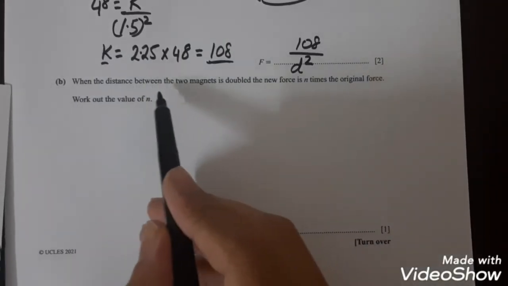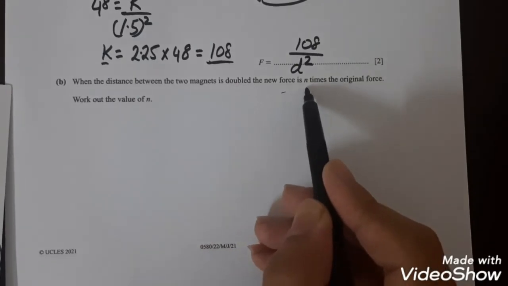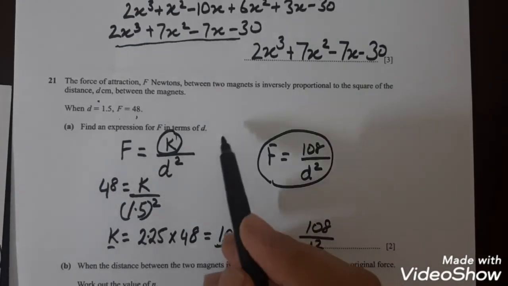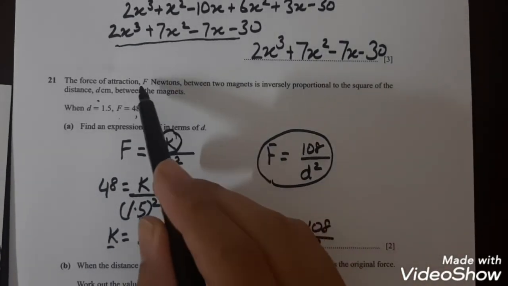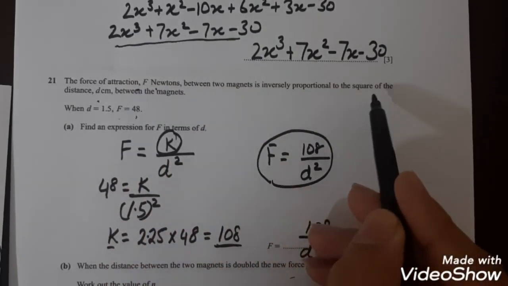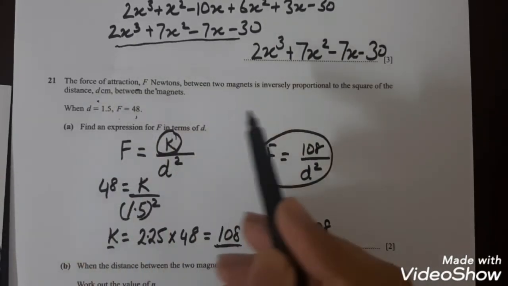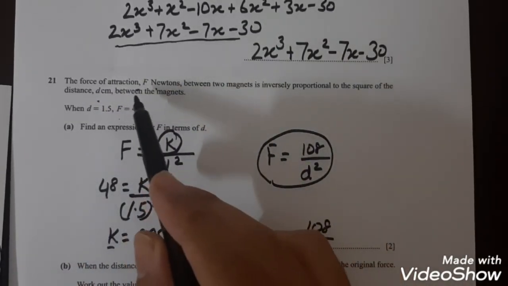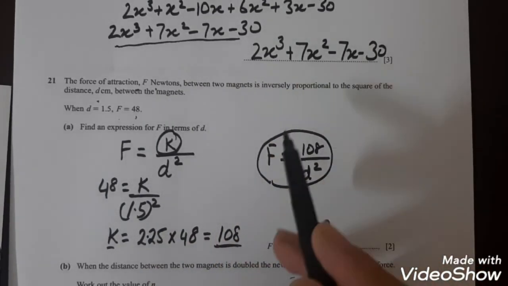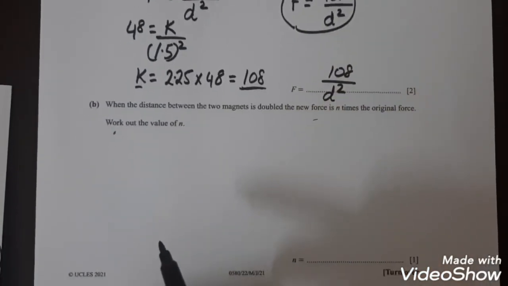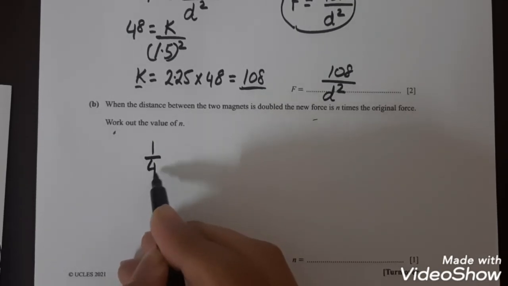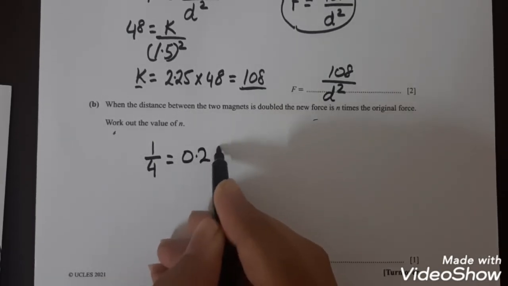Question B states when the distance between the magnets is doubled, the new force is n times the original force. Work out the value of n. So question 21 states the force of attraction F newtons between two magnets is inversely proportional to the square of the distance. So when the distance is doubled, the force is divided by 4. So over here we will write 1 divided by 4, which will be 0.25 times.